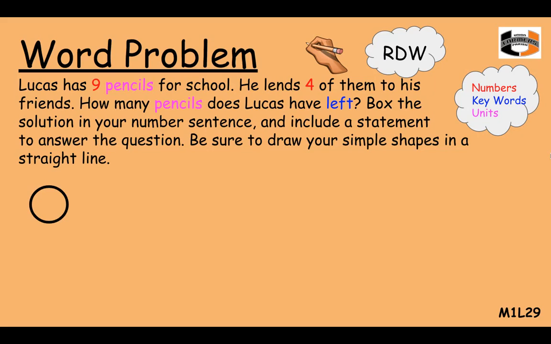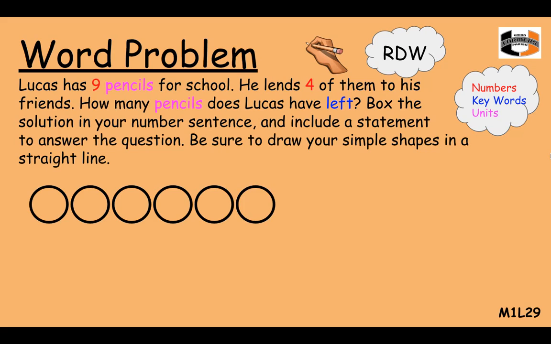We're going to draw our picture. Lucas has 9 pencils for school, so we're going to draw those 9 pencils in a row like it told us to. The next thing we're going to do is find out how many need to go away. It says he lends 4 of them to his friends. So we're going to mark those 4 out.